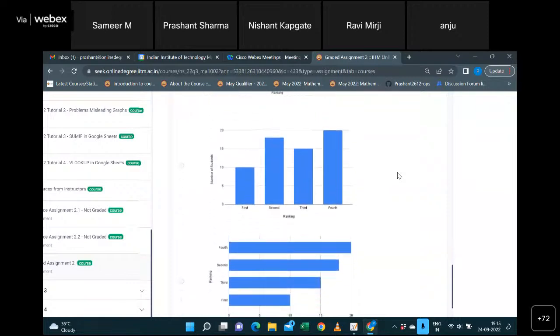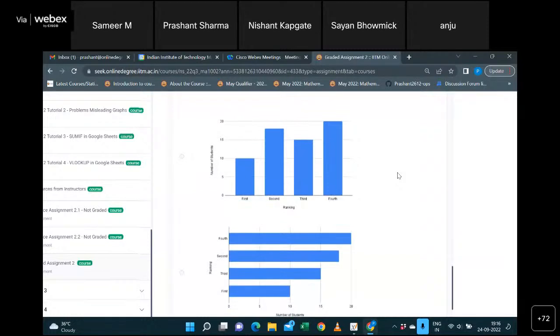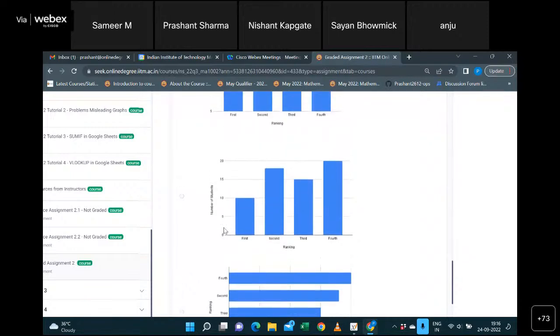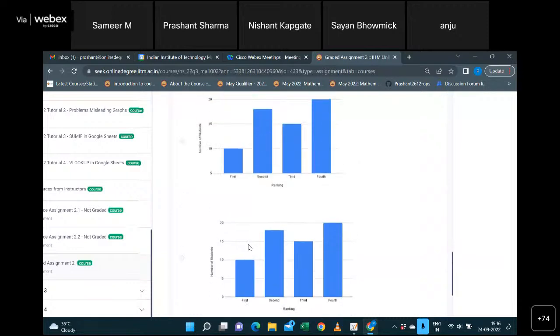Anybody else want to tell the correct answer? This data is ordinal, so we can't plot a Pareto chart; we have to preserve the order. But if you see in the third option, the order is not preserved: there is fourth, second, third, and first. In option B, the order is preserved. That means there is the first, then second, then third, then fourth. So that's why B is the correct option.